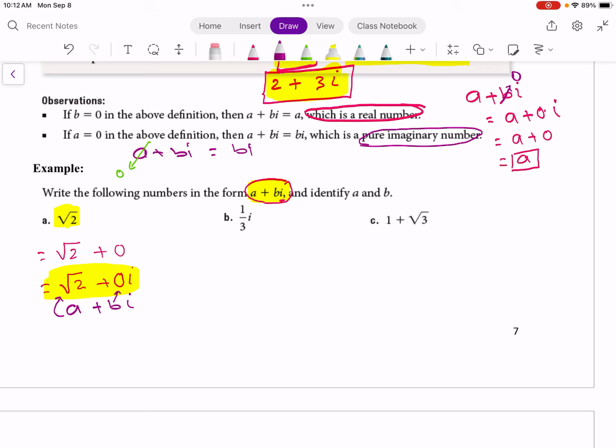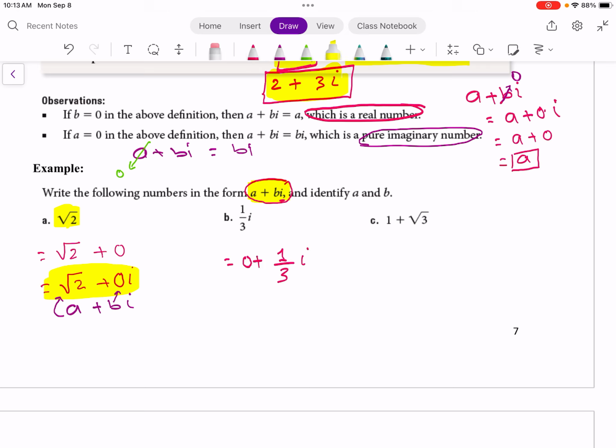Okay, now part B. What type of number is part B? We have 1/3 i. Is it real or imaginary? Okay, so we have an imaginary part. Now we need a real number with this imaginary number. What real number can we have with it? Yes, right. So we can write this 1/3 i as 0 plus 1/3 i.